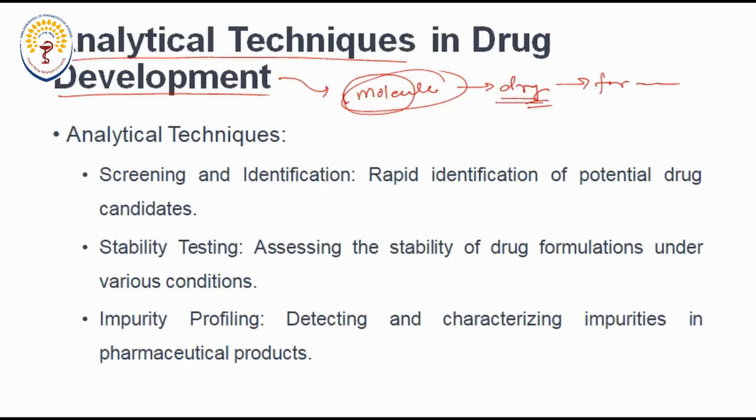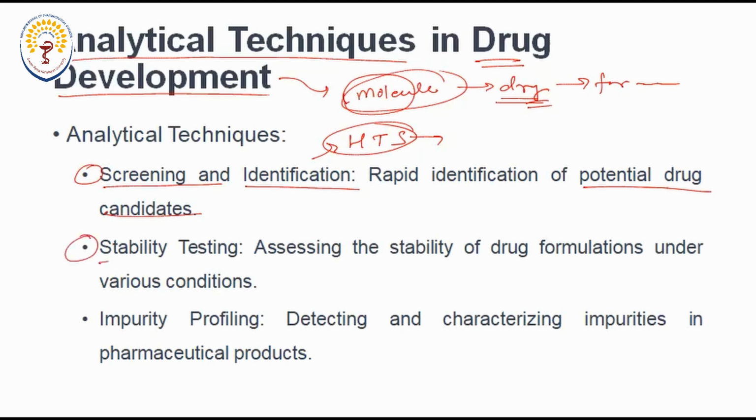So drug development is a very crucial step. Obviously, it is a starting step, and in this drug development, we are constantly doing pharmaceutical analysis. How? We are constantly screening and identifying the possible drug molecules, the potential drug candidates. Today, we have high throughput screening, the HTS technique, which does very fast screening of molecules.